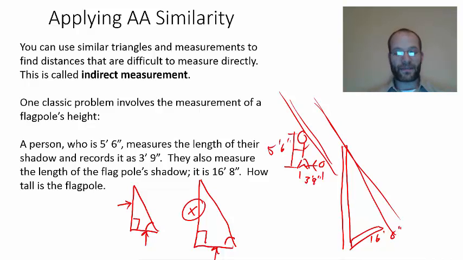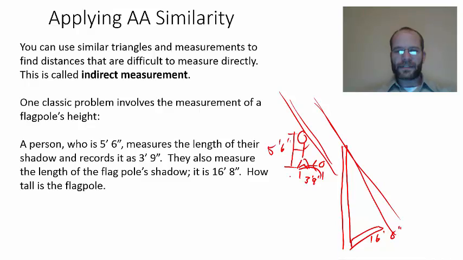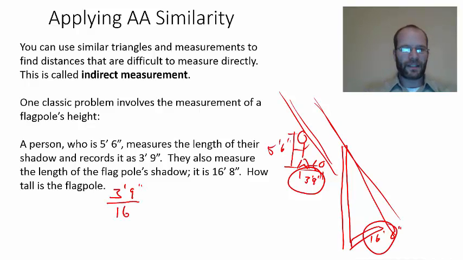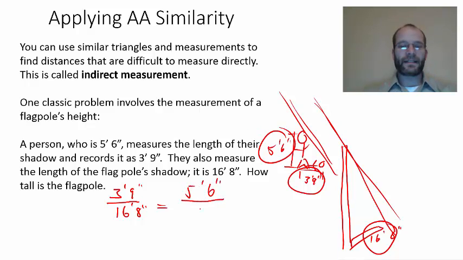So let's go ahead and set up that proportion. We'll compare the person's shadow length, 3 feet 9 inches, to the shadow of the flagpole, 16 feet 8 inches. And we'll set that ratio equal to the height of the person, 5 feet 6 inches, divided by the height of the flagpole, which we'll call x.